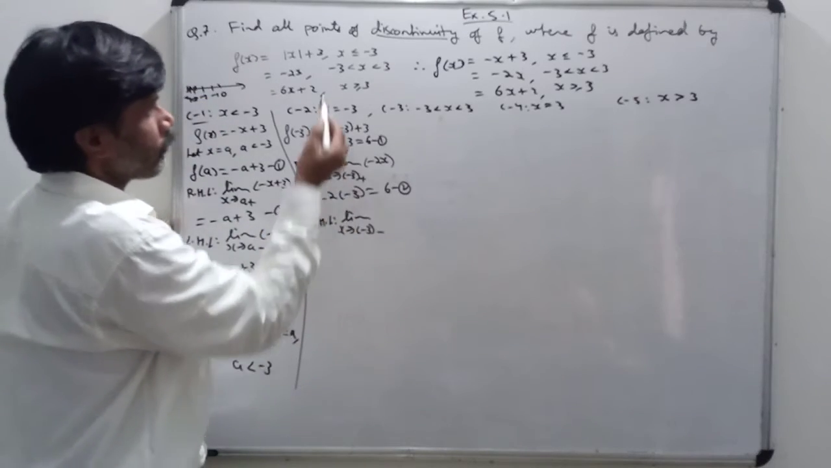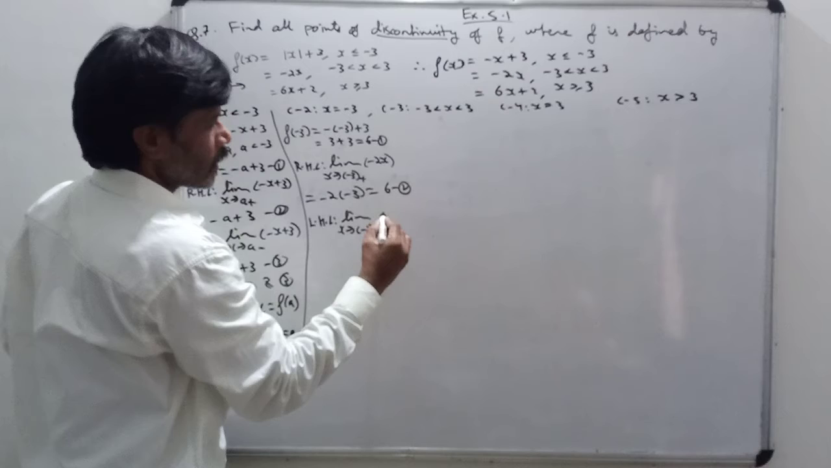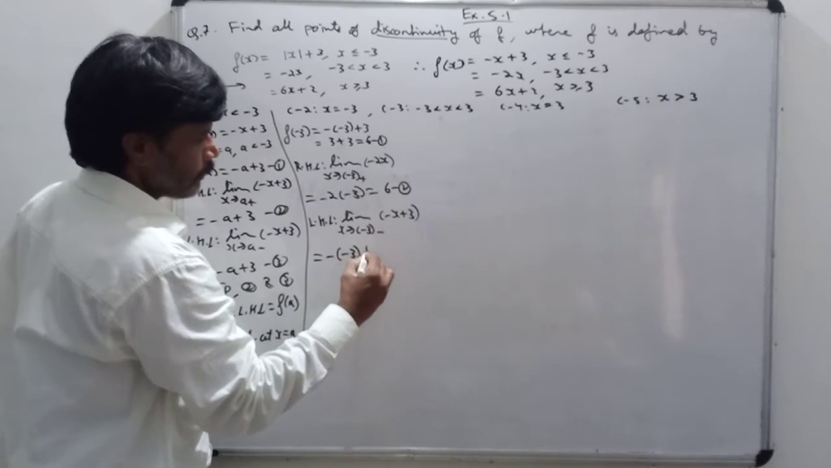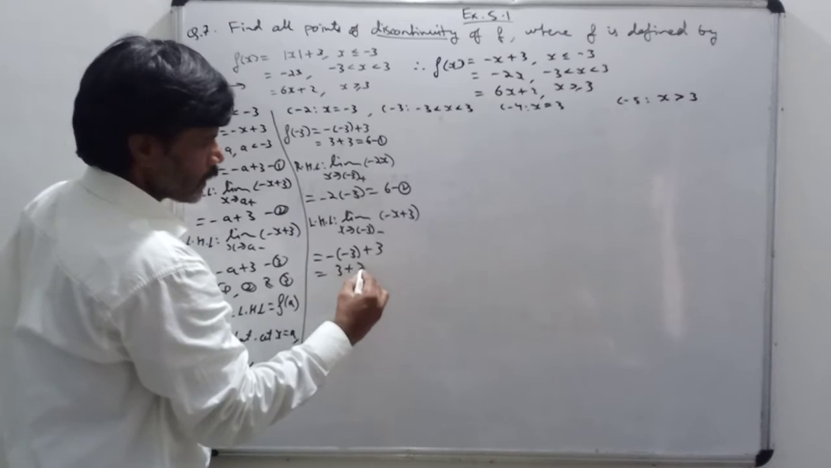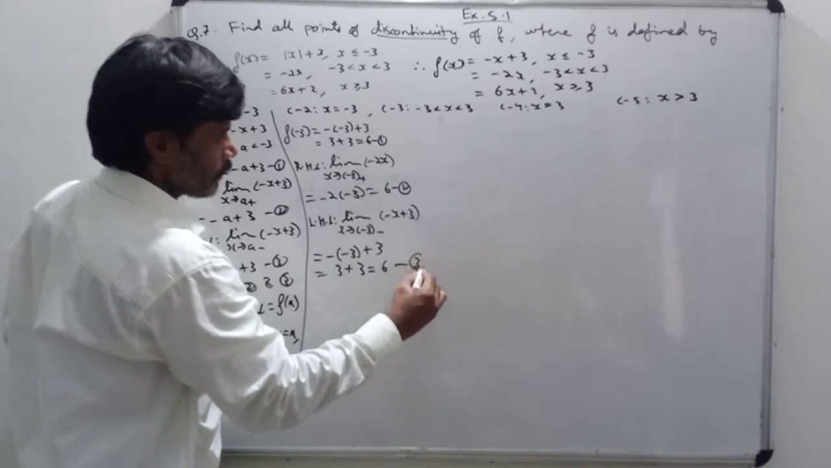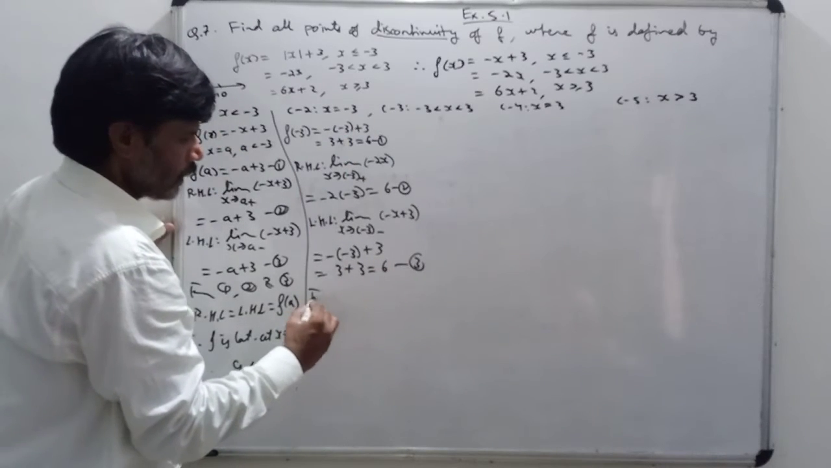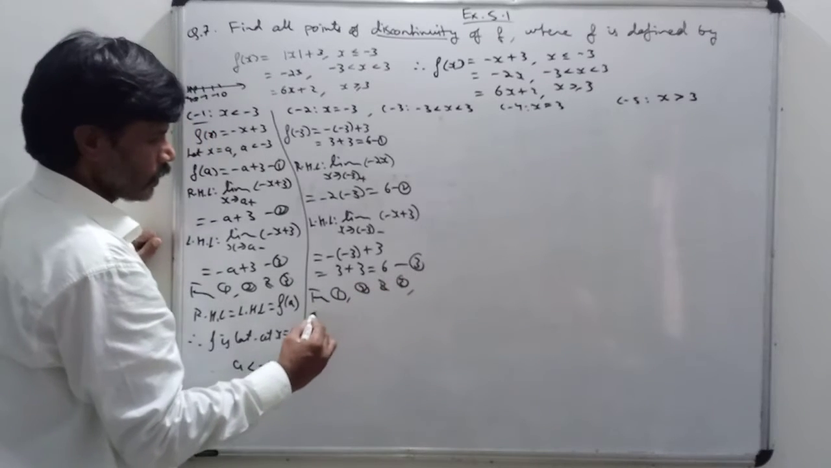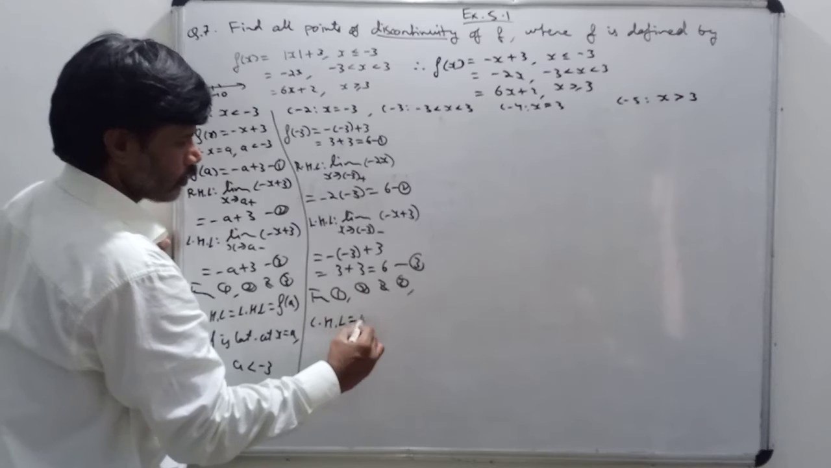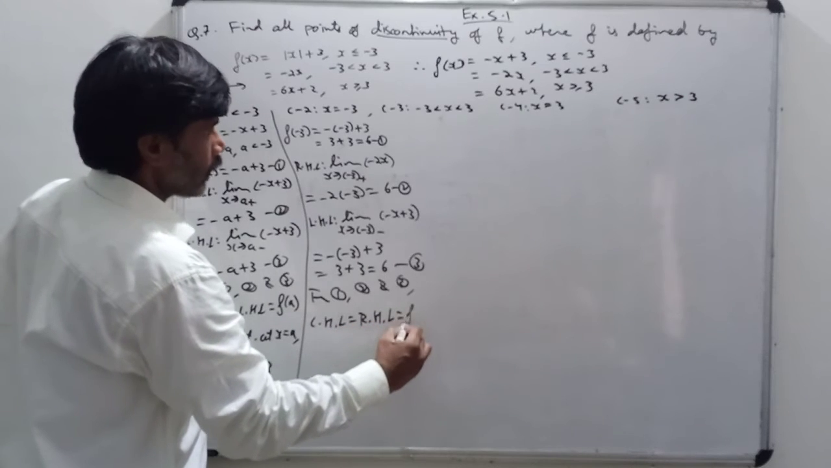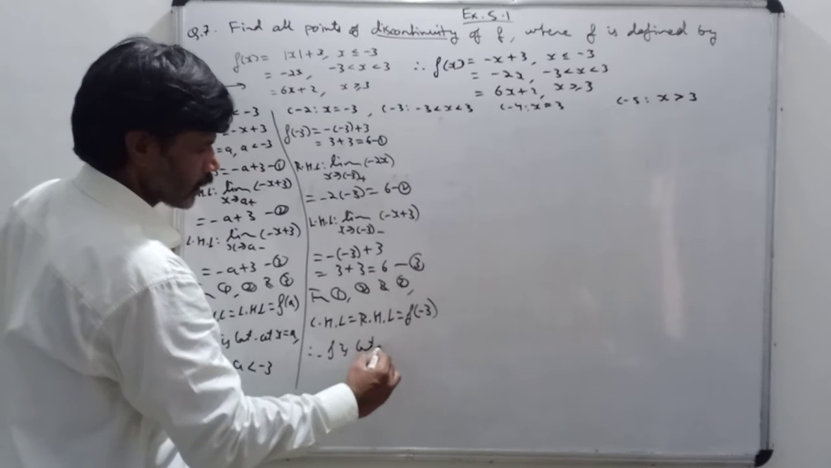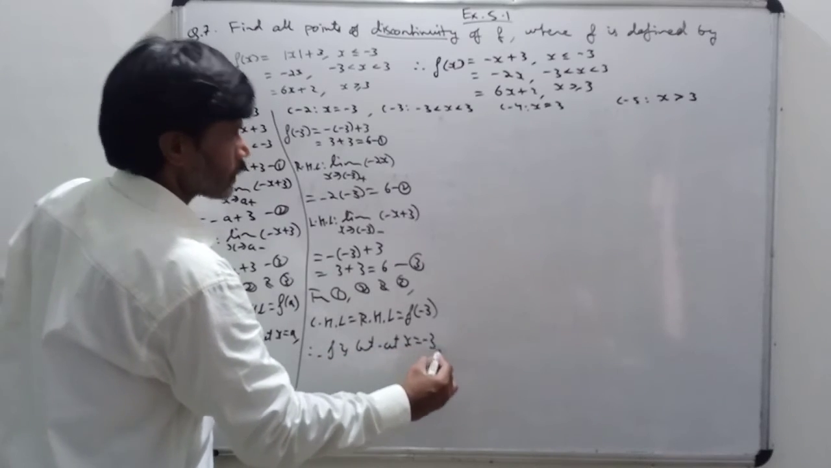Okay, so x = -3 means less than -3, where the function is -x + 3. Apply the limit: the limit of -(-3) + 3 is 3 + 3, that is equal to 6. Give it result number 3 in case 2. So from 1, 2 and 3, what you understood: LHL is equal to RHL is equal to the value of the function. So therefore the function is continuous at x = -3.